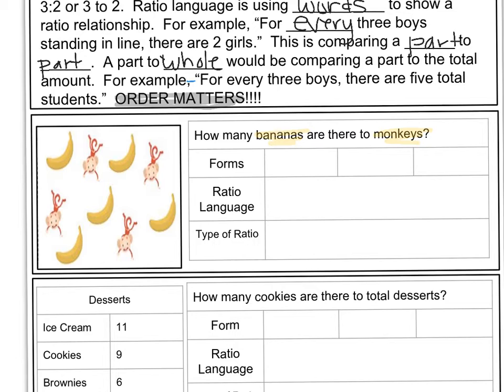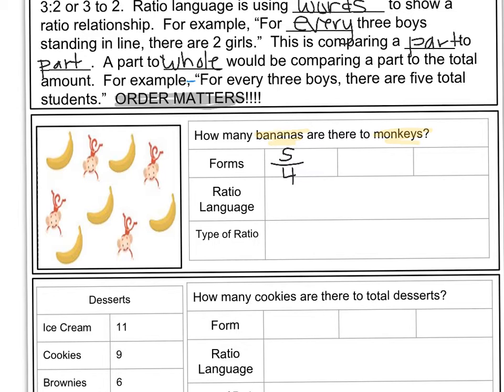So we're going to write it using a fraction first. We're going to put a 5 as our numerator over, and then the second item we're comparing is the monkeys. Well, how many monkeys are there? There's 4. So we're going to put 4 as our denominator. So it's going to be 5 over 4 or 5/4. That's the first form we can write it.